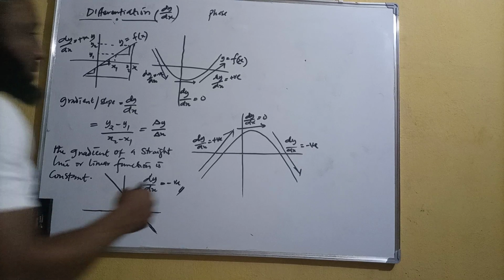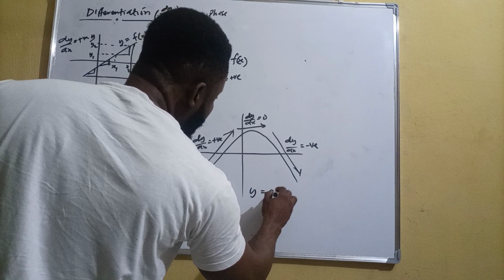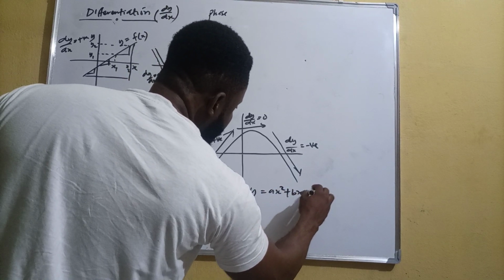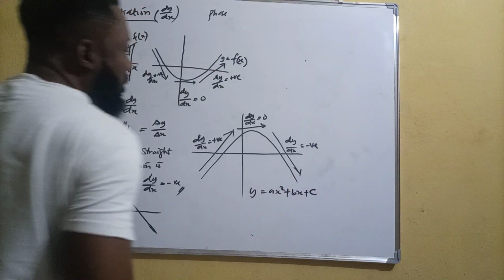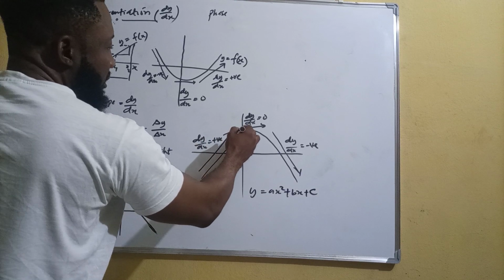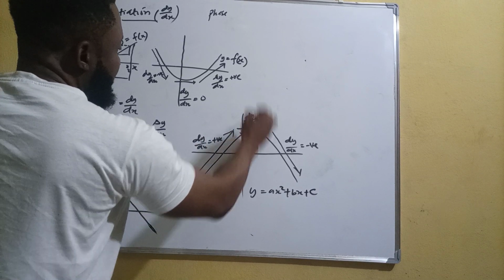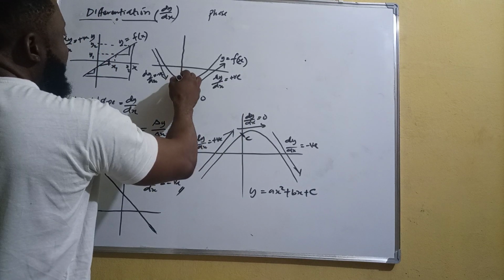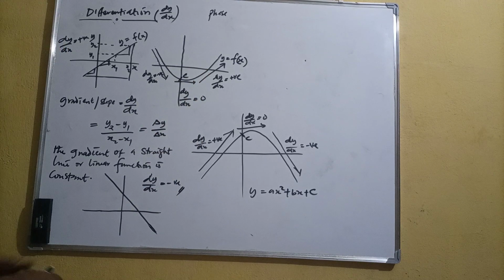Now we recall that the standard form of a quadratic function is given as y equal to ax squared plus bx plus c. The c is the intercept where the curve is touching the y-axis. So at this point here, this is the c where the curve is touching the y-axis.